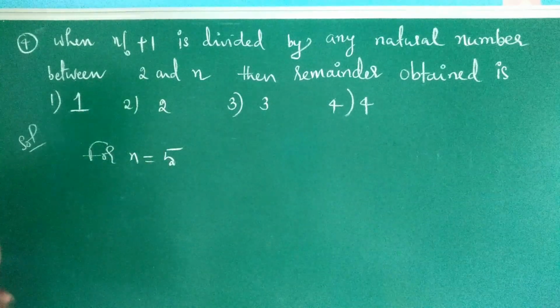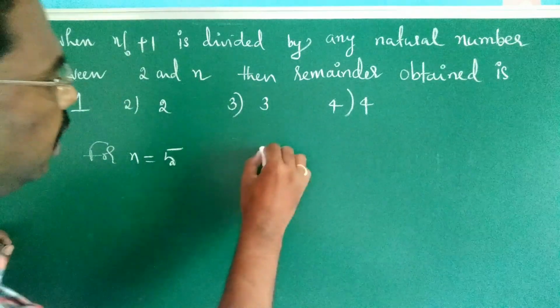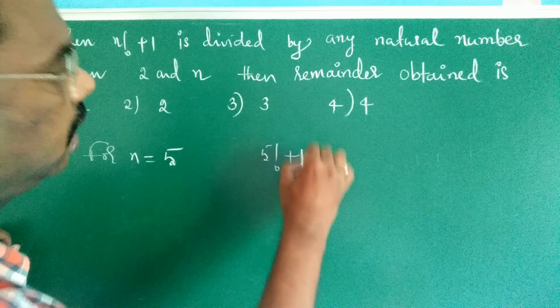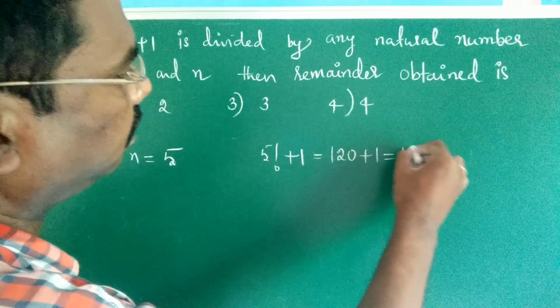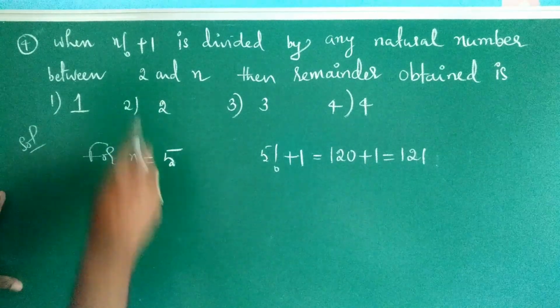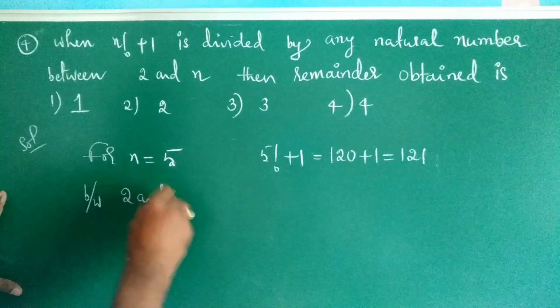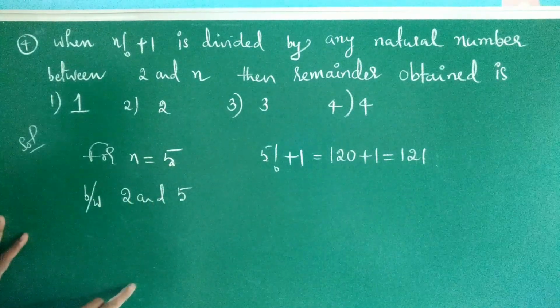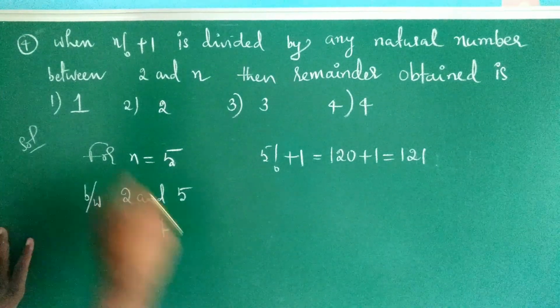Now n is equal to 5. N is equal to 5 means given expression n factorial plus 1. Now 5 factorial plus 1 is equal to 120 plus 1 is equal to 121. Now between 2 and 5 means, now you take 3, 4.